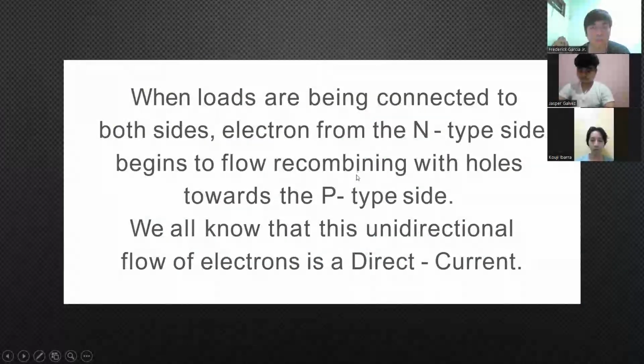This knocking of the electrons and the making of holes is what we call the current. Thus, this is enough to power something. It generates electricity or EMF. When loads are being connected to both sides, electrons from the n-type side begin to flow, recombining with holes towards the p-type side. We all know that this is unidirectional. Flow of electrons is direct current.